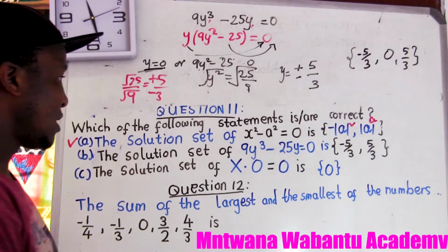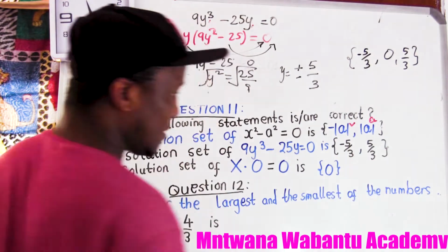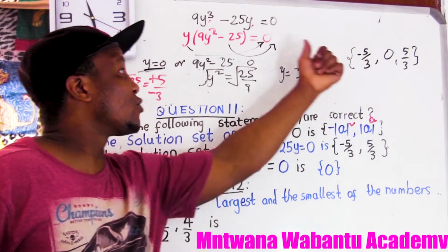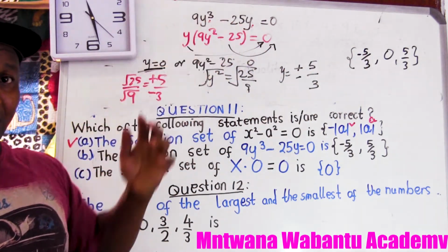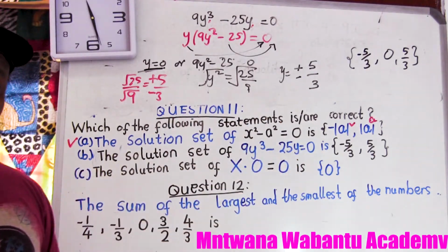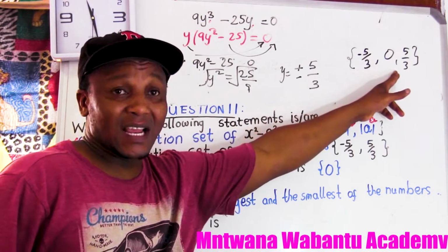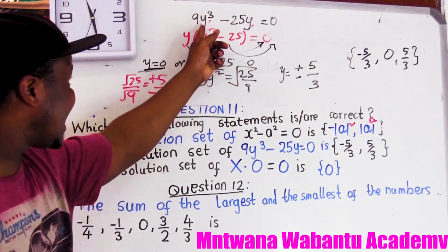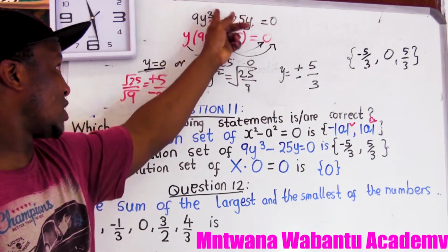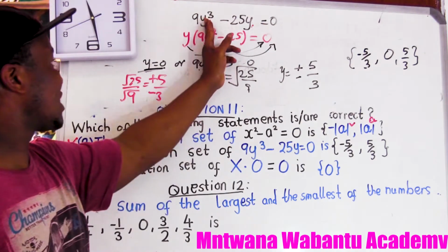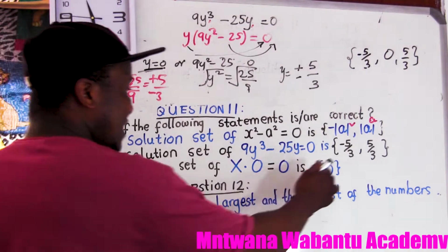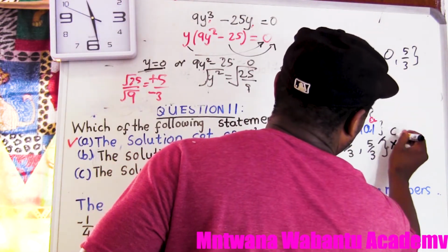So our solution set is not complete, because they forgot 0. Like I say, take all the values, test in your original equation, and the one which satisfies it shows the left-hand side equal to the right-hand side. That's your solution set. If you take all three, take negative 5 over 3 and plug in here, it's going to give you 0. Take 0, 0 times whatever is 0. Take 5 over 3, it's going to give you the same answer. So the only thing is, this is not true because they forgot 0 here.